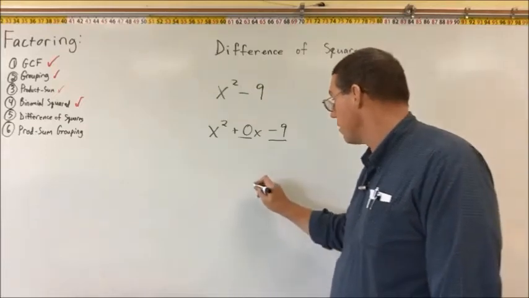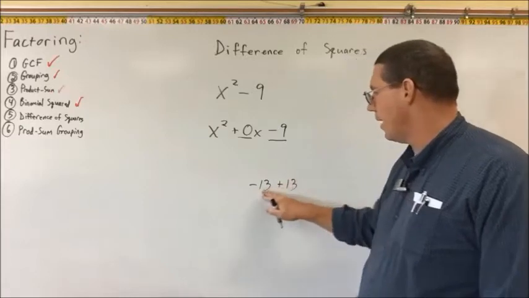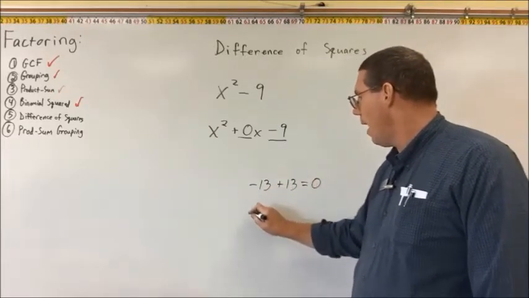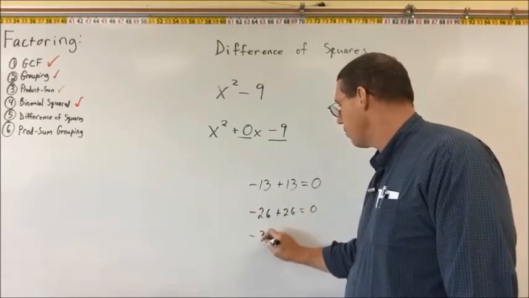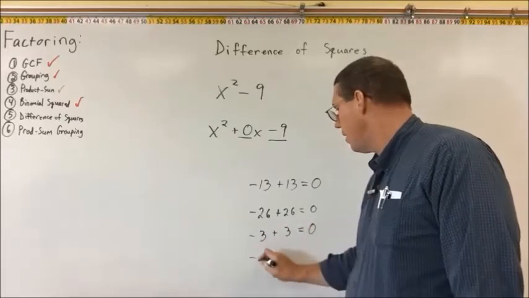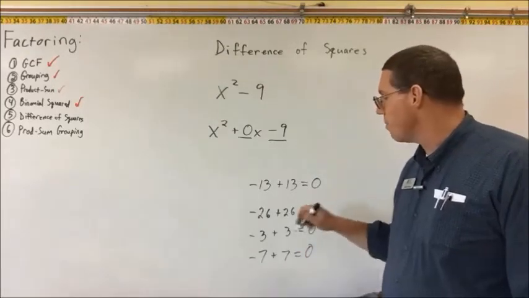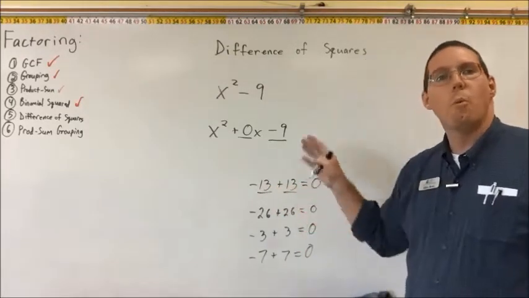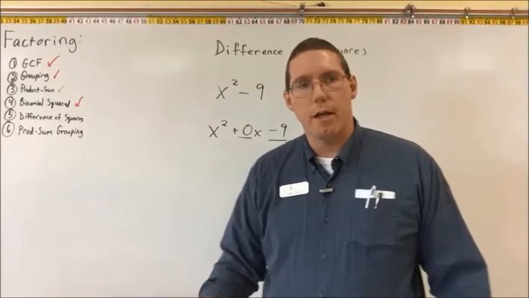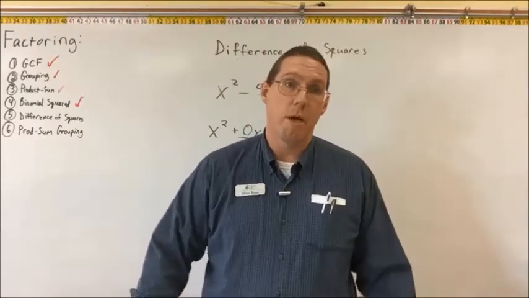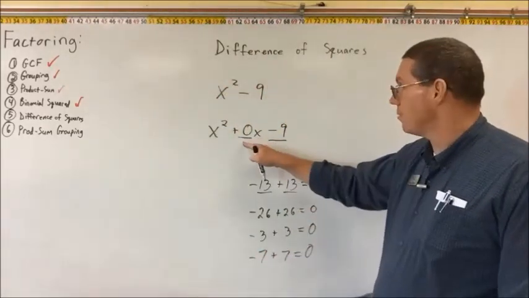So what I mean by that is this: negative 13 and positive 13. If you add negative 13 plus positive 13, you get 0. How about negative 26 plus positive 26? Also 0. How about negative 3 plus positive 3? Also 0. Negative 7 plus positive 7? Also 0. So whenever you have the same absolute value, but one of those numbers is positive and one of them is negative, like negative 100 and positive 100, negative 43 and positive 43, negative 1 and positive 1, I think you get it. Whenever you have that, when you add them together, they'll cancel out to 0.